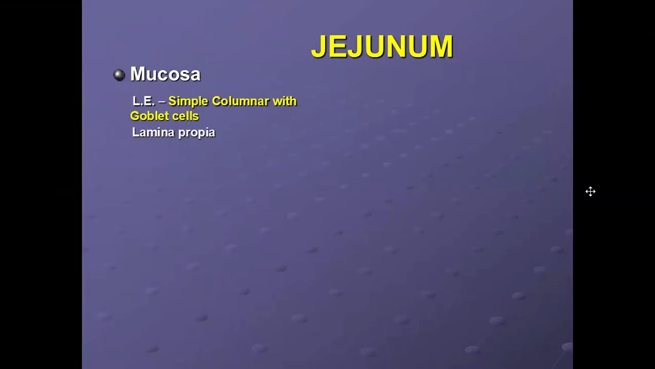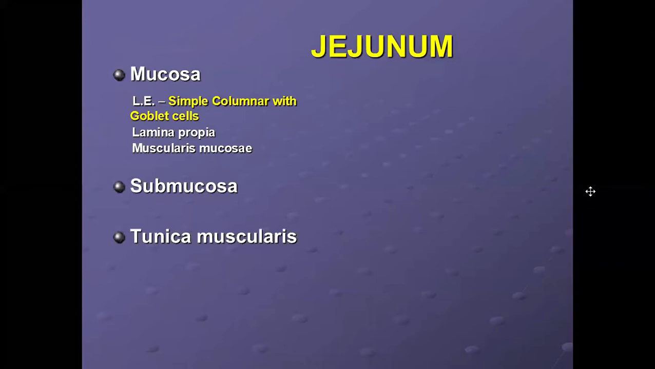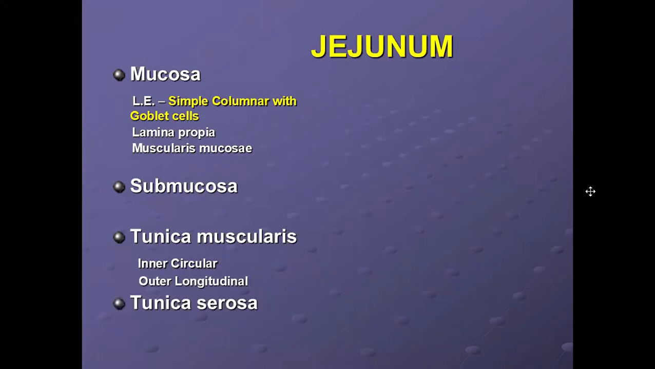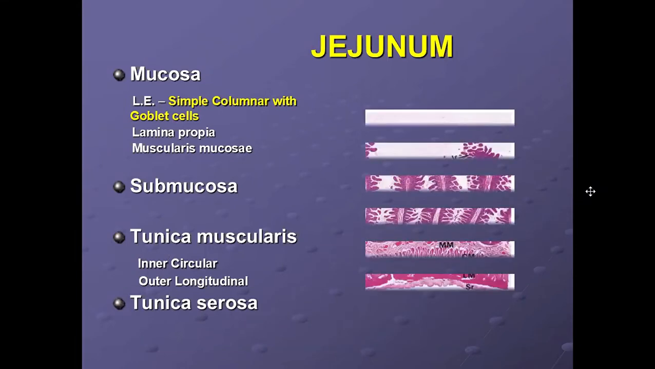Jejunum, the same, simple columnar with goblet cells. Lamina propria, muscularis mucosa, submucosa. There is no gland there. Tunica muscularis, again inner circular, outer longitudinal, and then your tunica serosa.